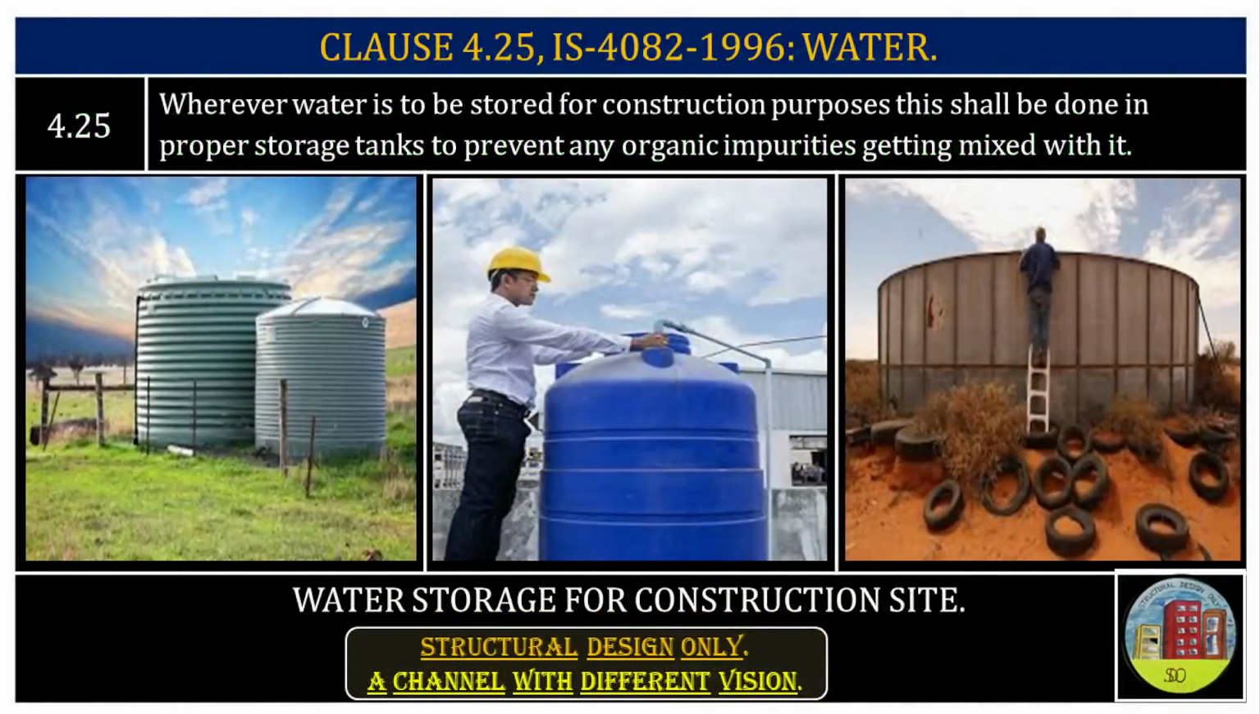Clause 4.25, IS 4082-1996. It is water. Whenever water is to be stored for construction purpose, this shall be done in proper storage tank to prevent any organic impurities getting mixed with it. These are the pictures of storage of water for construction.